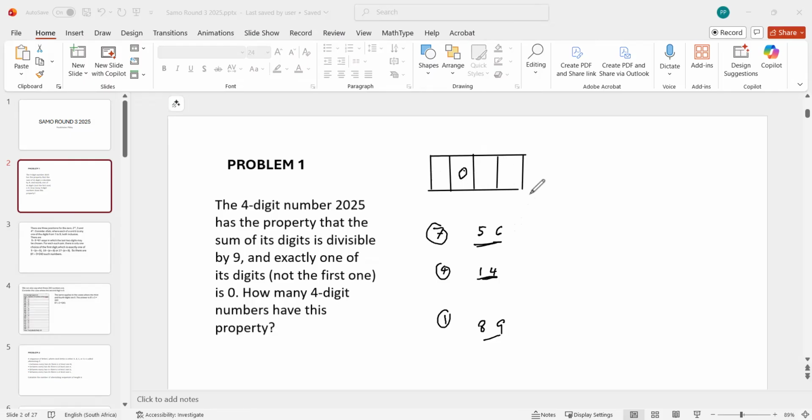So you can put whatever you like here, and then there will be one number that can be put in there. So the number of such numbers is equal to the number of ways in which the last two digits can be chosen.